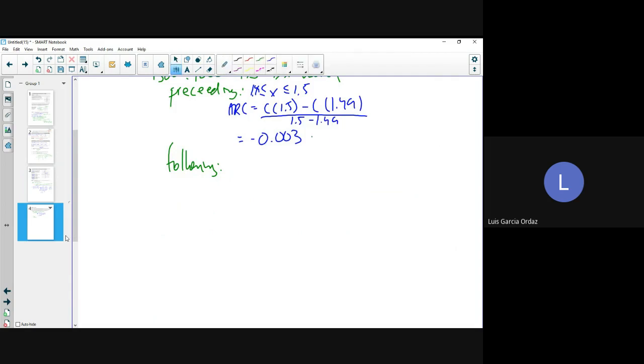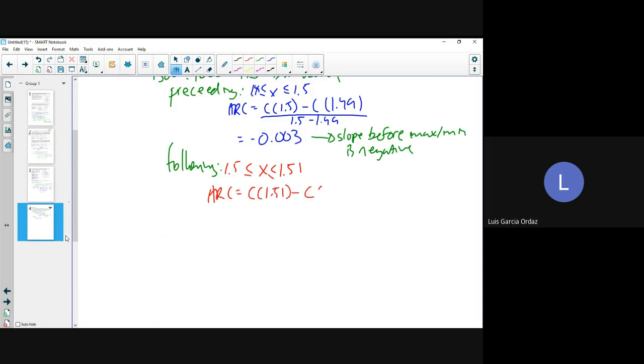Which means that the slope before the max/min is negative because we got a negative result. So now we're going to use the following interval. So x is less than or equal to 1.51, greater than or equal to 1.5. We're going to do the same thing. ARC is equal to c at 1.51 minus c at 1.5 divided by 1.51 minus 1.5. And that gives us a slope of 0.003.